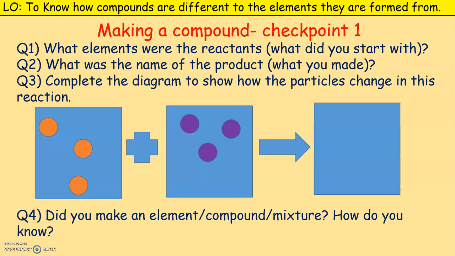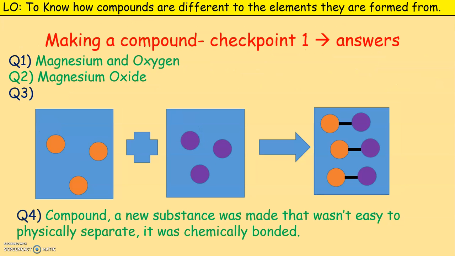All right, let's continue. Now, first question, okay? This is actually magnesium and oxygen, which was our reactant. This is what we started with. And what we ended with was what we call a magnesium oxide. And if you look at number 3 diagram, you can see that the elements are now chemically bonded together using the lines to represent it.